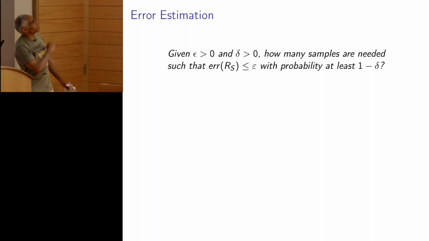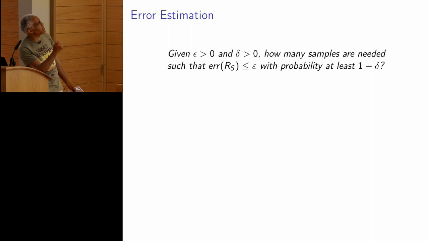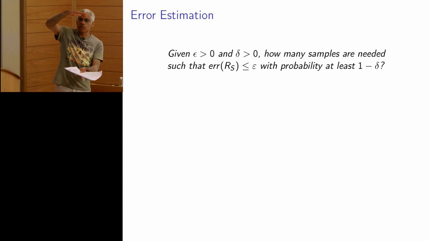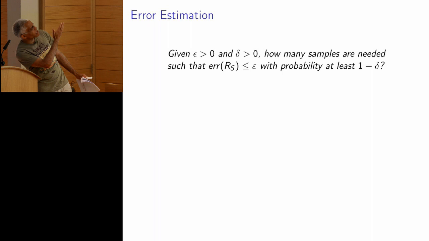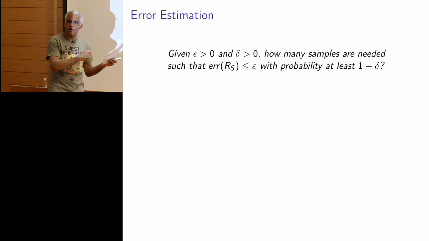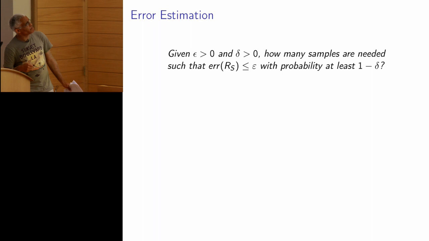Here's the question. Given epsilon greater than 0 and delta greater than 0, how many samples are needed such that the error of my hypothesis rectangle RS, the smallest rectangle that enclosed all the blue dots, all the positively labeled examples, has area less than epsilon with probability at least 1 minus delta? This probability, let me emphasize, is over the random sample S. So I draw a random sample, and I want this. And the idea is as follows.